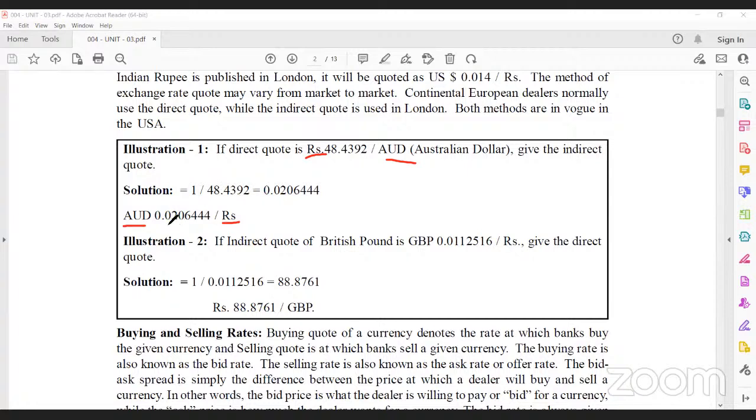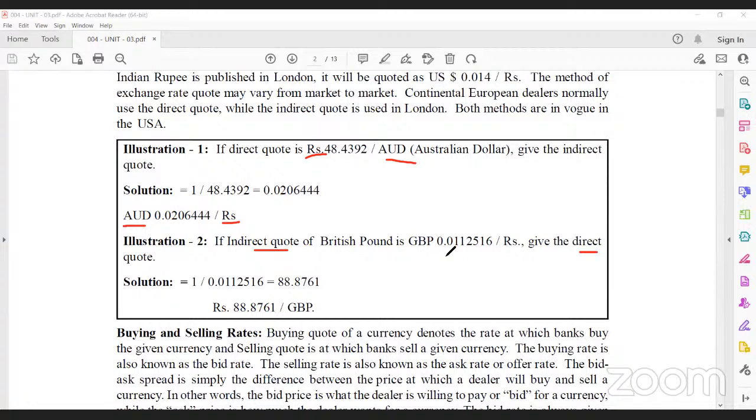So 1 divided by 48.4392, which is 0.0206444 Australian dollars per rupee. Similarly, if an indirect quote is given and you are asked to convert it into direct, it is simple, just reverse.